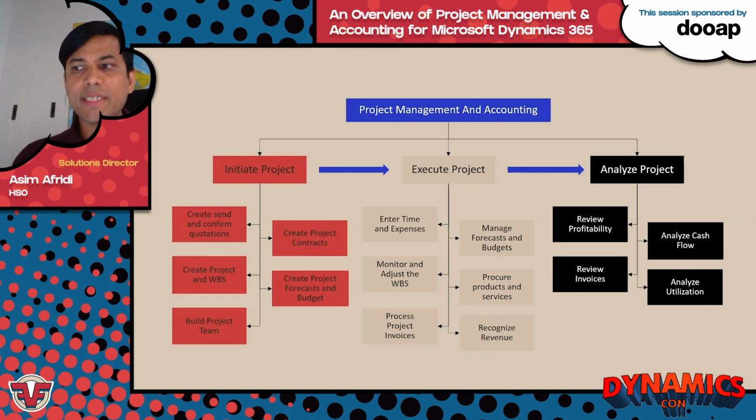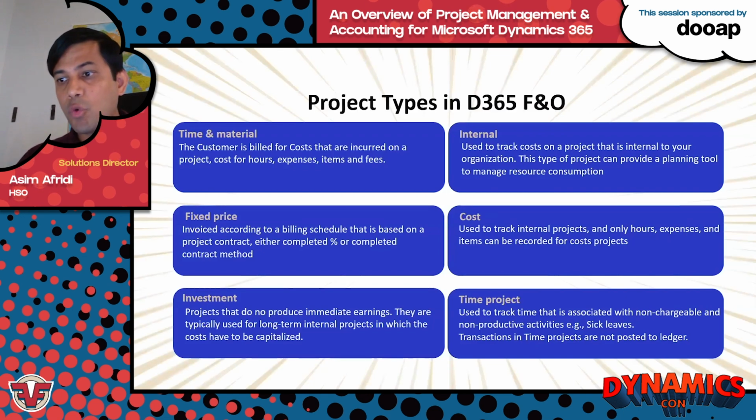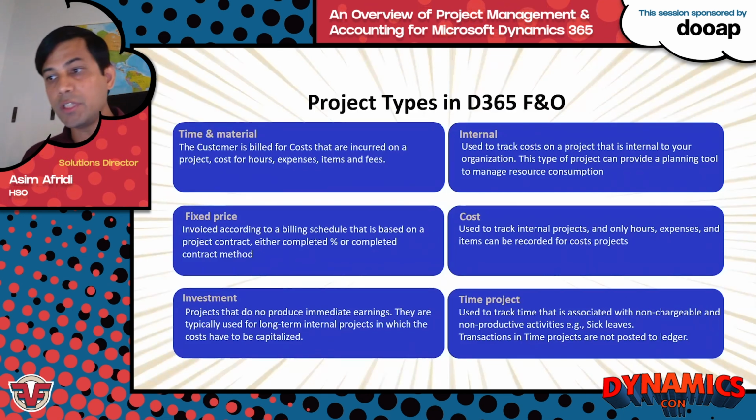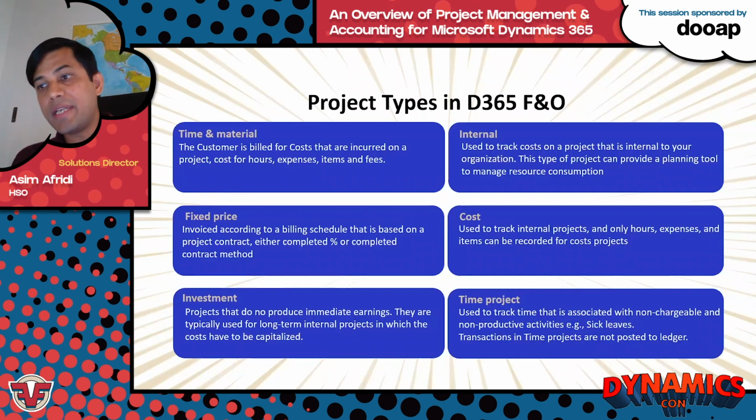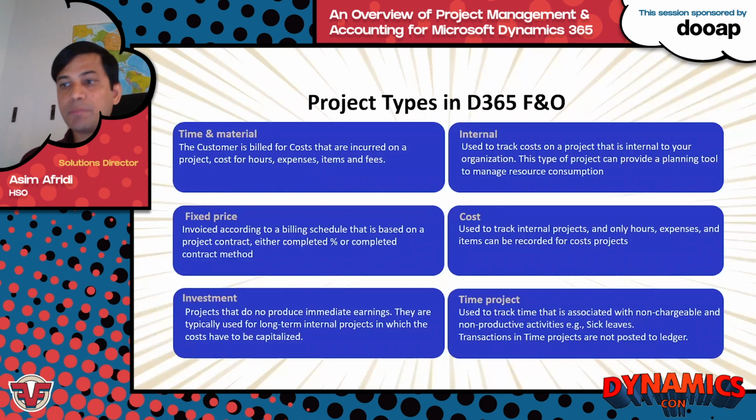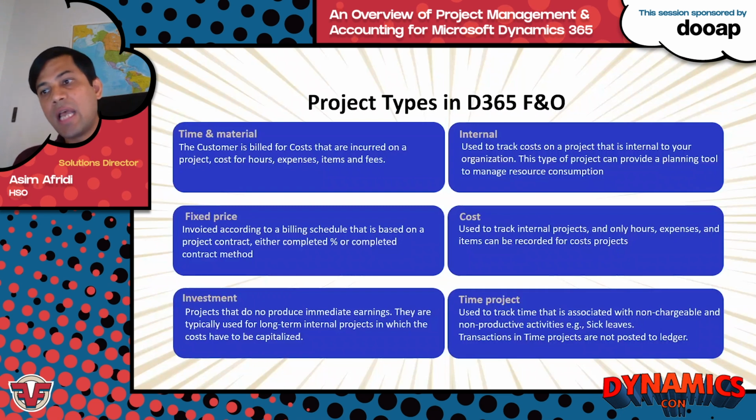So let's explore project types supported in F&O. So there are 6 project types in F&O. So the first 2, time and material and fixed price projects, are the ones that can be invoiced out to a customer or your client. In time and material projects, the customer is billed for all costs that are incurred on a project. These costs may include costs for hours, expenses, items, and fees. In fixed price projects, as the name suggests, it's a fixed price engagement negotiated with your customer. So the invoices consist of on-account transactions. A fixed price project is invoiced according to a billing schedule that is based on a project contract.